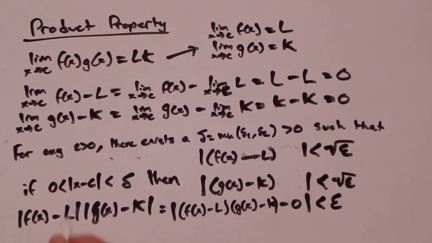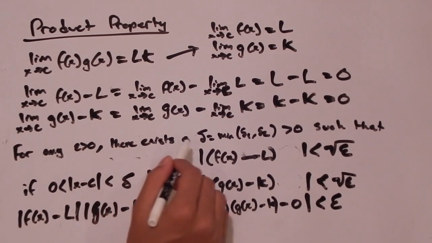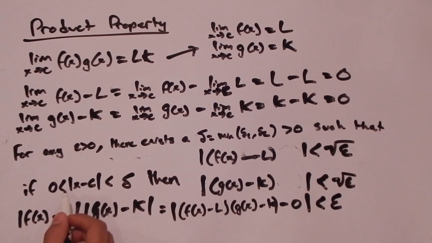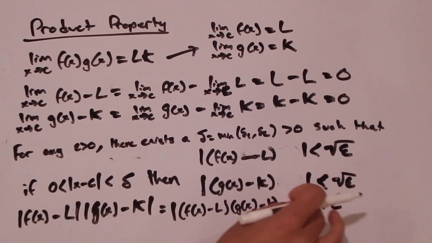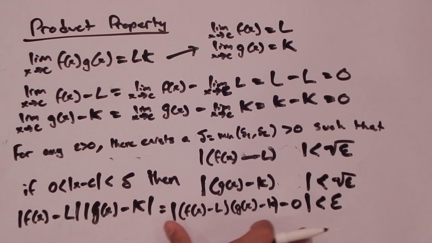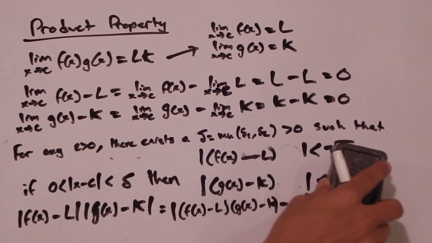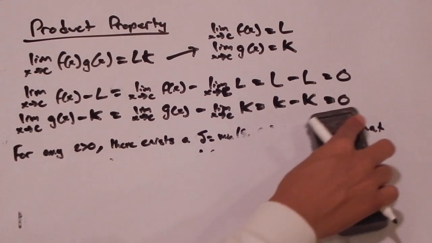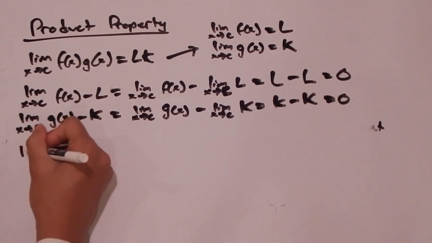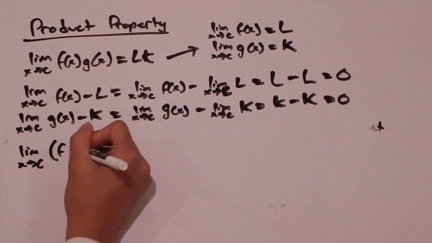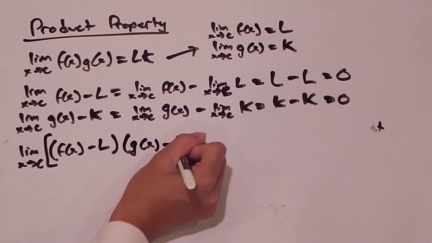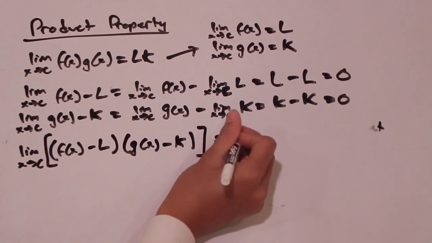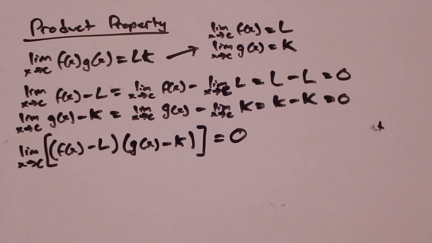So look at what this tells us. This means that for any epsilon greater than 0, there exists a delta greater than 0, such that if 0 is less than the absolute value of x minus c is less than delta, then the absolute value of the product of the quantity f of x minus L and the quantity g of x minus k minus 0 is less than epsilon. And if you look at this based on the definition of a limit, this is what lets us know that the limit as x approaches c of f of x minus L, so this whole thing right here, times g of x minus k is equal to 0. Well, why in the world did we want to do that? I'll show you in just a second.